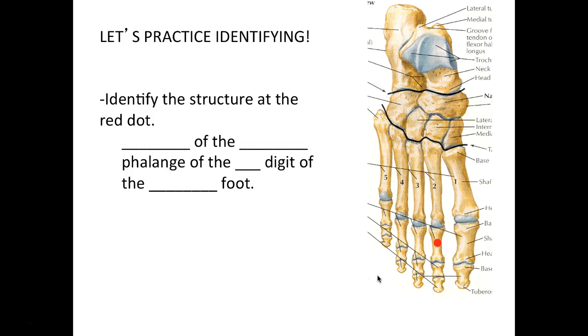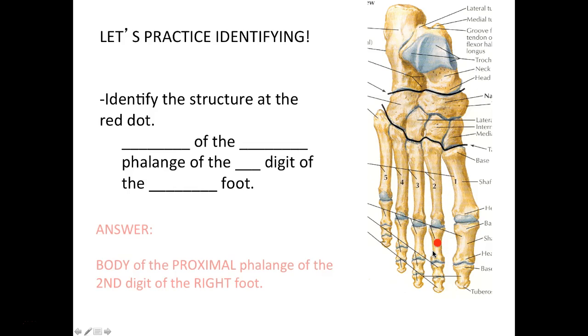So let's practice identifying here as well. We have base, body, or head here. So take a minute to answer that. It would be base, body, head. So here's our base of the blank phalange. So let's say proximal, middle, distal. So this would be our proximal phalange of the second digit of our right foot.